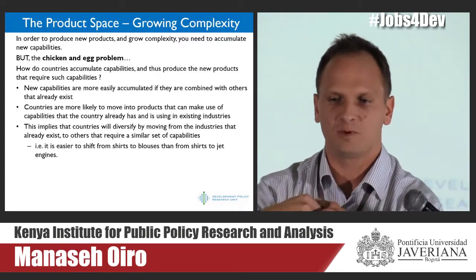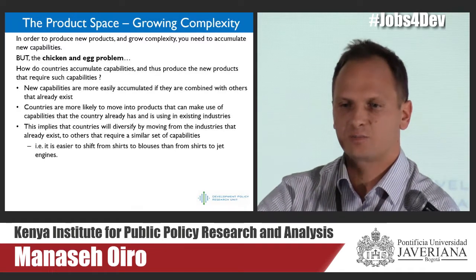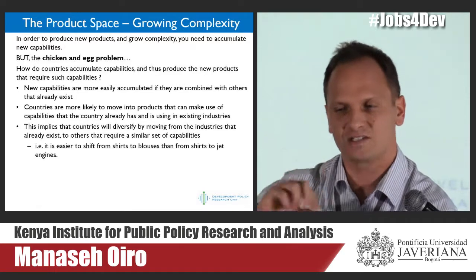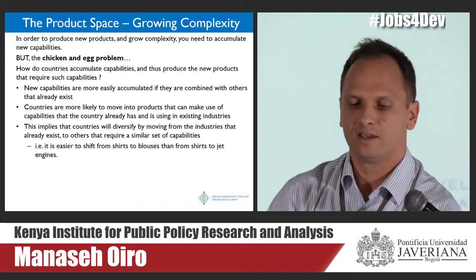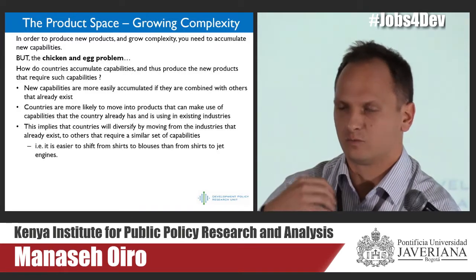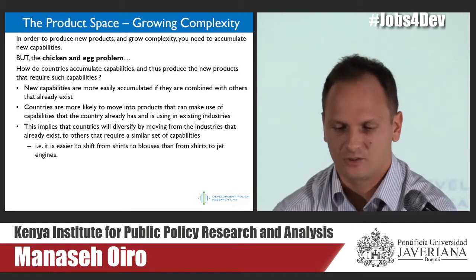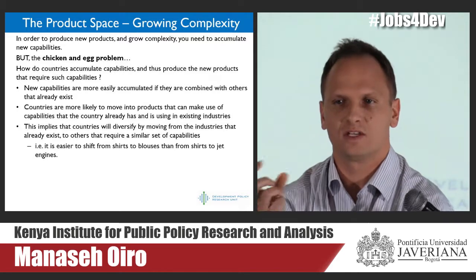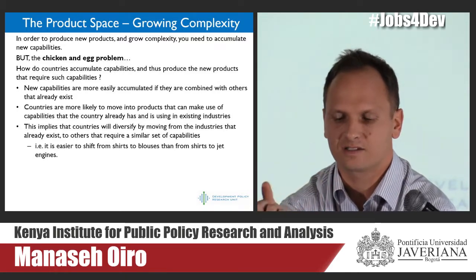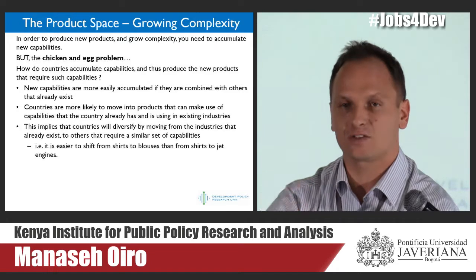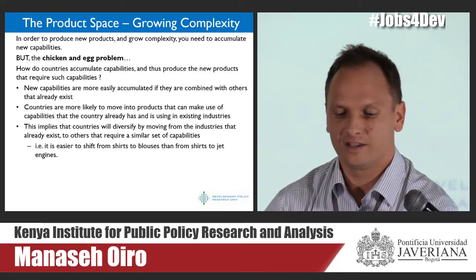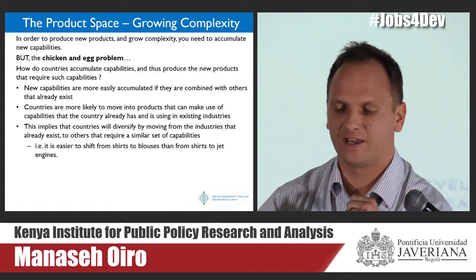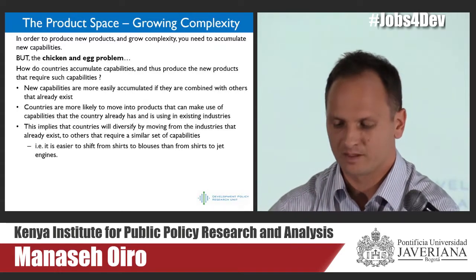They've got some of those capabilities, and the jump to the next product is a little bit easier because they already have some of the productive capabilities, and they just need to get a few more to make that jump. Okay? So in an intuitive sense, it's easier to jump from shirts to blouses as opposed to from shirts to jet engines, because the productive capabilities embedded in shirts and blouses are quite similar, whereas the productive capabilities embedded in shirts and jet engines are quite dissimilar, and that makes that jump a lot harder.